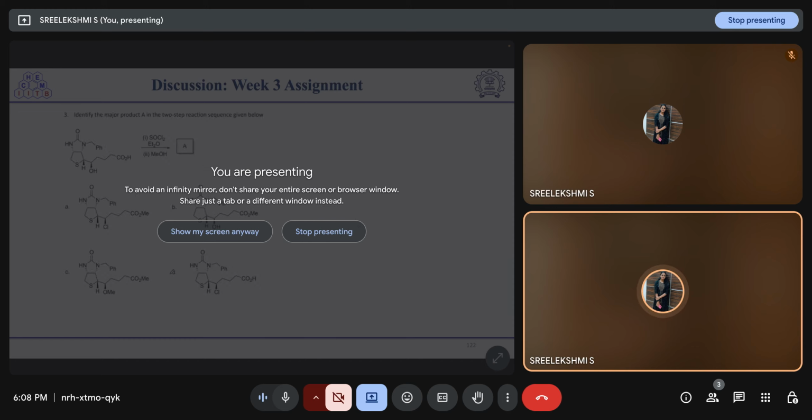Now the next question is, identify the major product in the two-step reaction sequence given below. So this compound upon treatment with SOCl2 in diethyl ether and the second step methanol, which will be the correct product here?